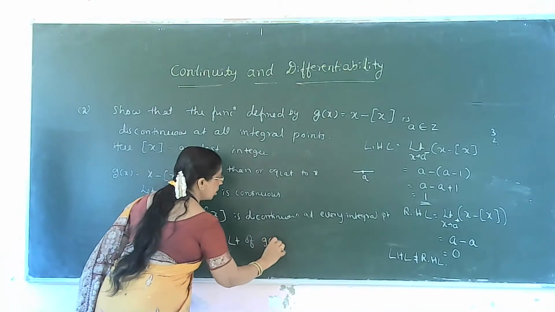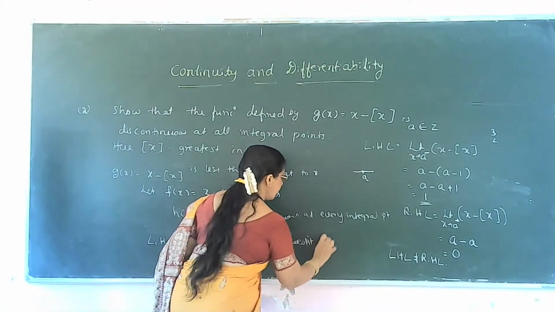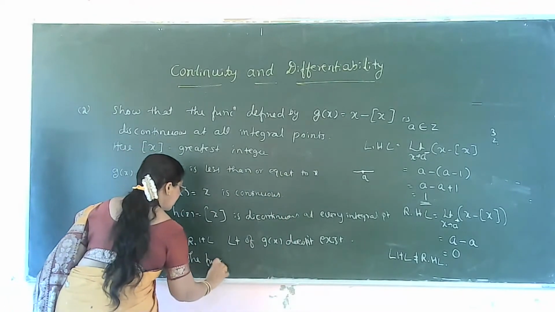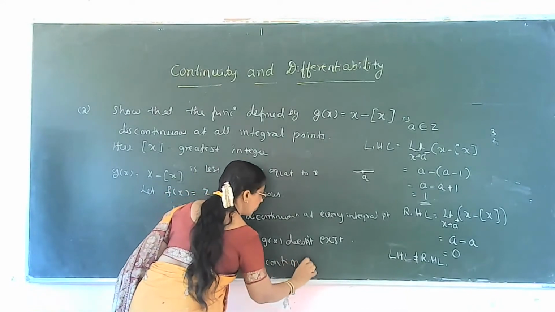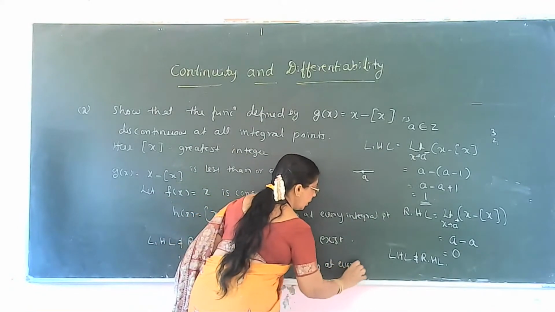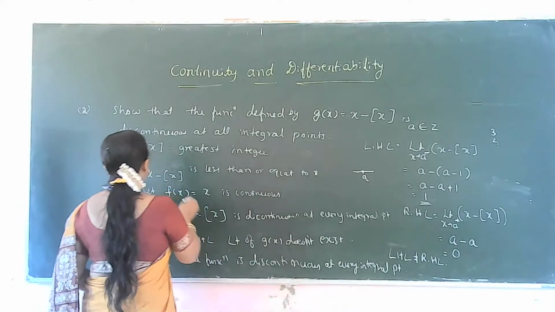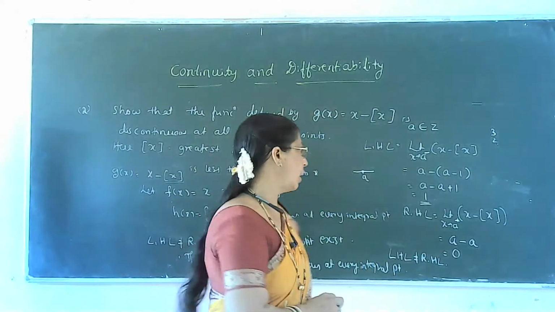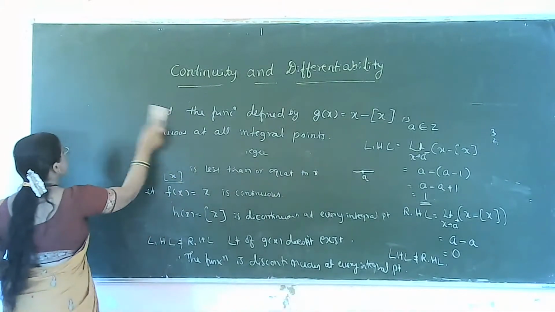The limit of g of x does not exist. Therefore, the function is discontinuous at every integral point. Greatest integer functions are discontinuous functions at every integral point. Then we solve some more problems.